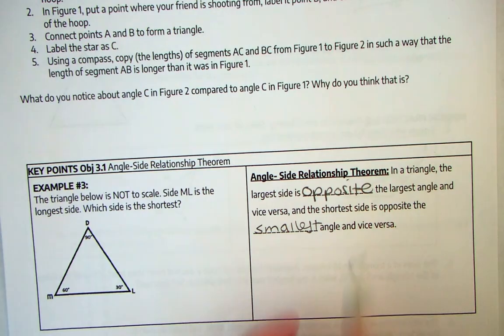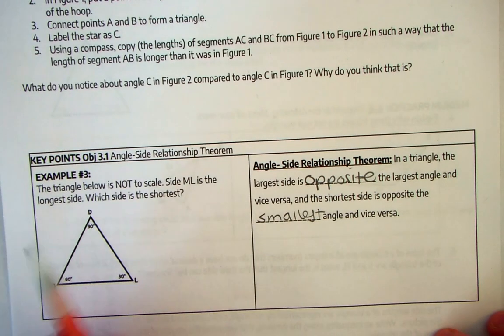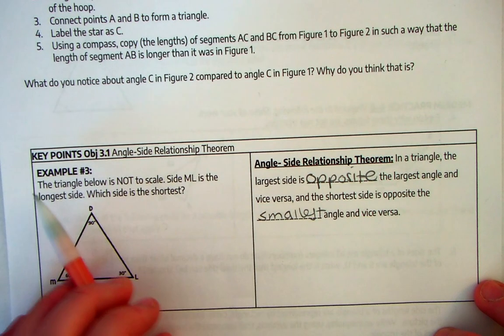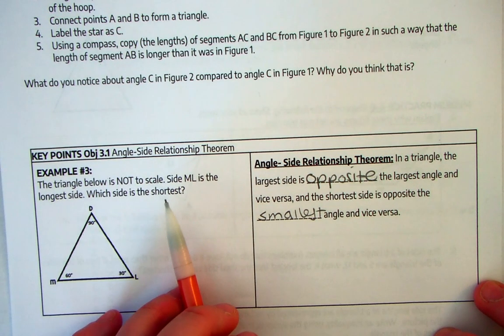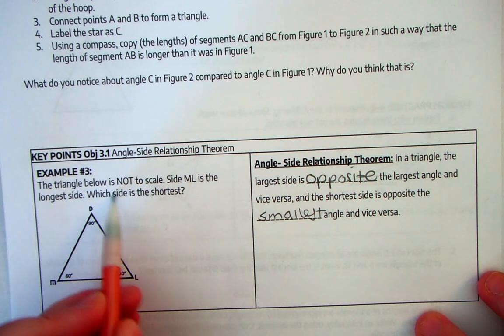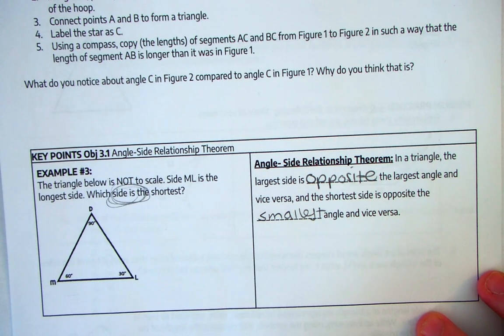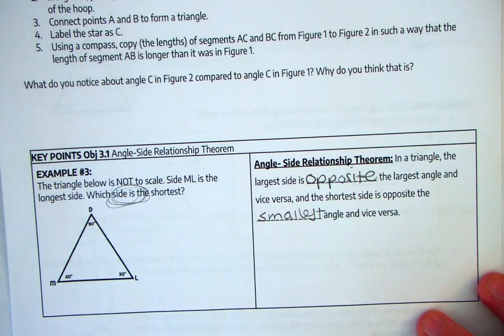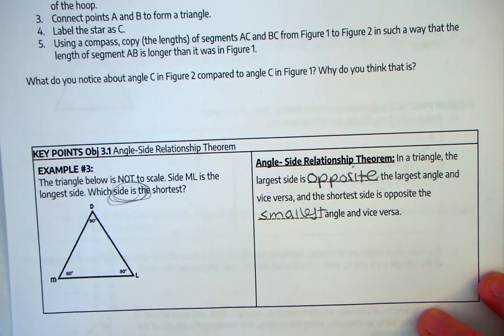So that's useful if we're looking at diagrams that are not drawn to scale. For example, in example 3, the triangle below is not drawn to scale. ML is the longest side. So this is the longest side. Which side is shortest? Now, how can I figure that out? I can use the angle measures to figure that out, without having any side length knowledge.